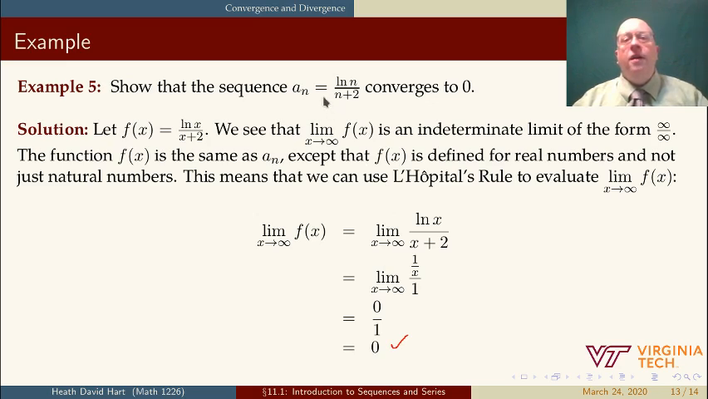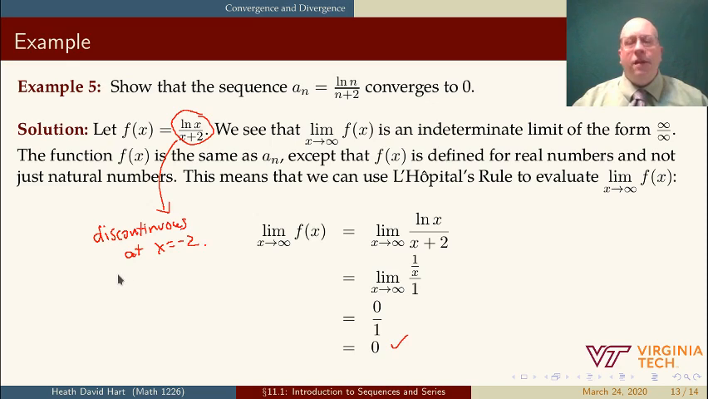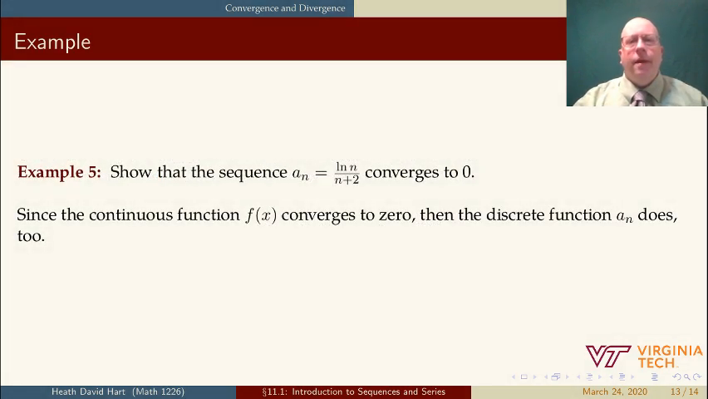This function right here is discontinuous at x equals negative 2, but the continuous function theorem says that it has to be continuous only from 0 to infinity, and it is continuous from 0 to infinity. And therefore, this discrete sequence converges also.